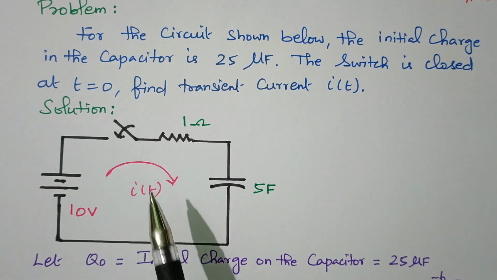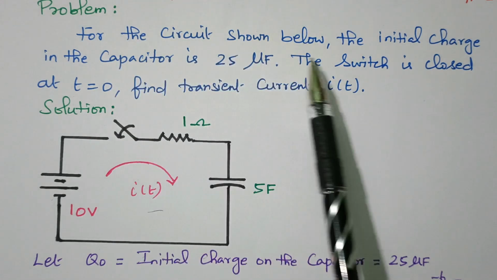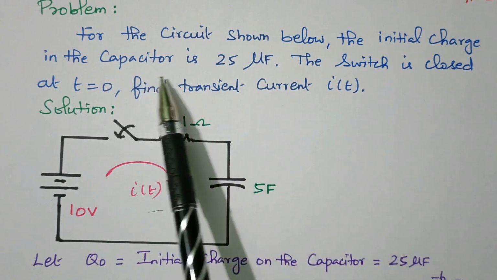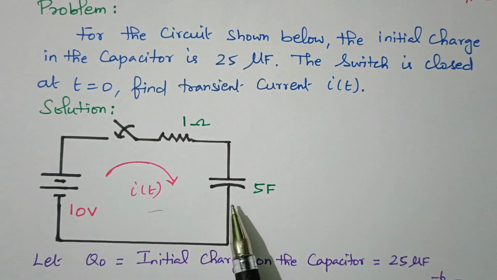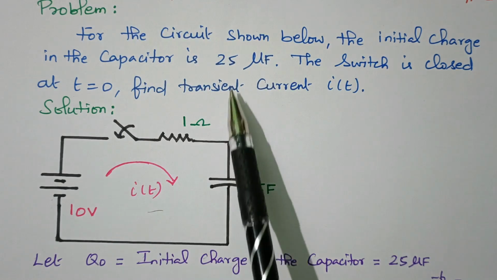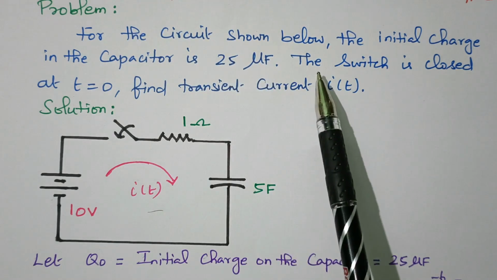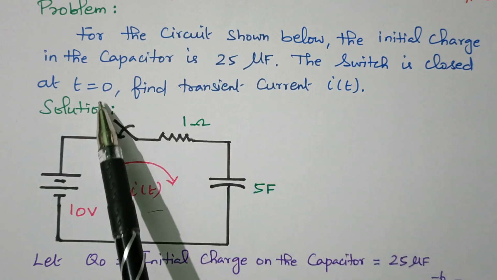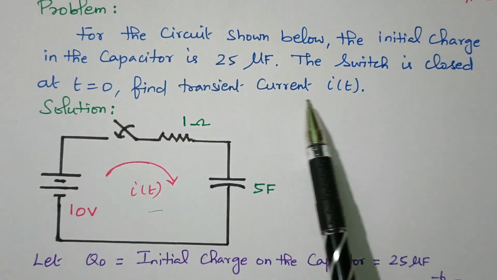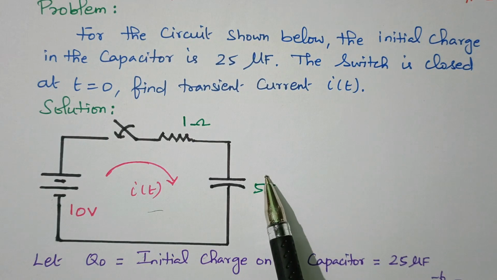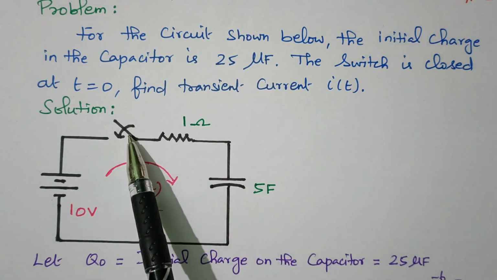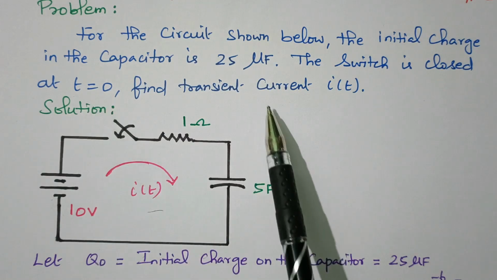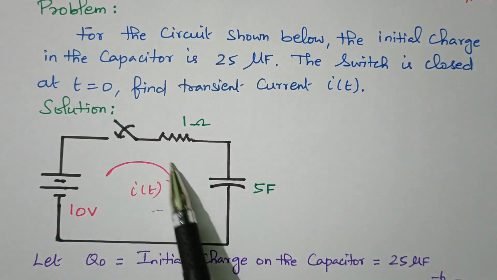The statement of the problem is, for the circuit shown below, the initial charge in the capacitor is 25 microfarad. Before closing the switch, the initial charge available in the capacitor is 25 microfarad. The switch is closed at t equal to 0. Find the transient current. So after closing the switch at t equal to 0, we need to find the transient current, i(t).